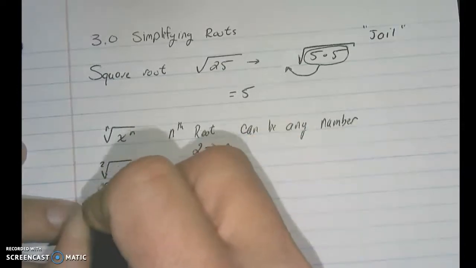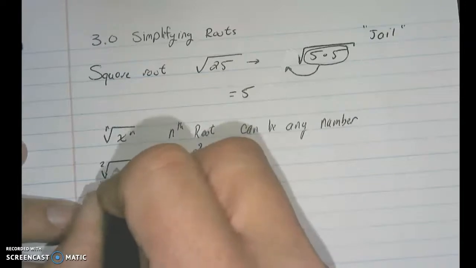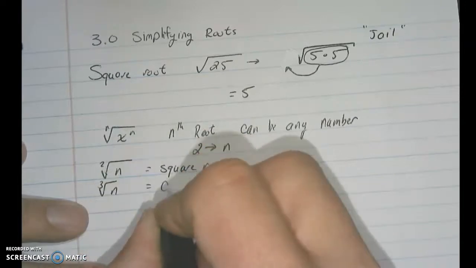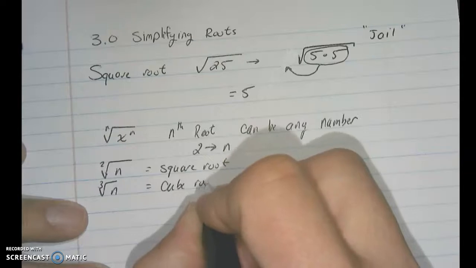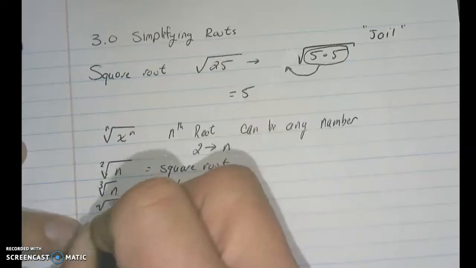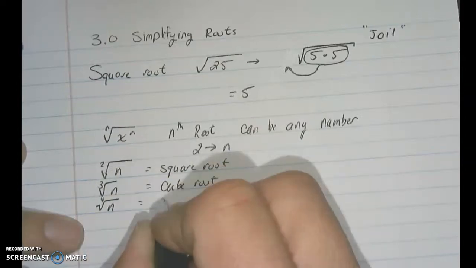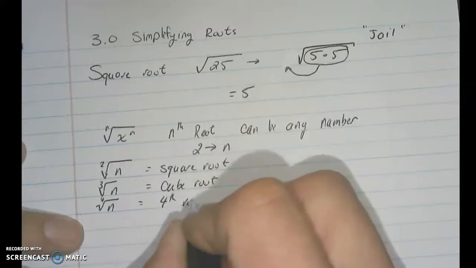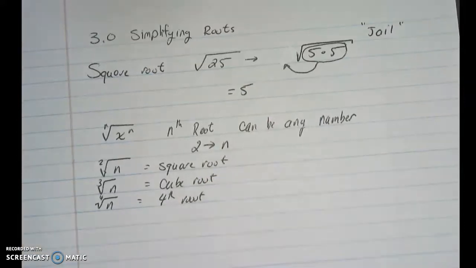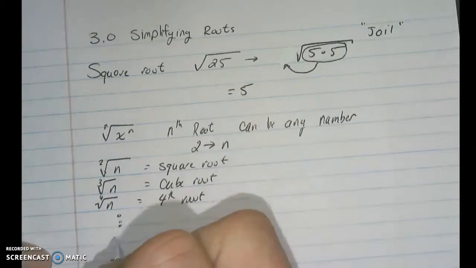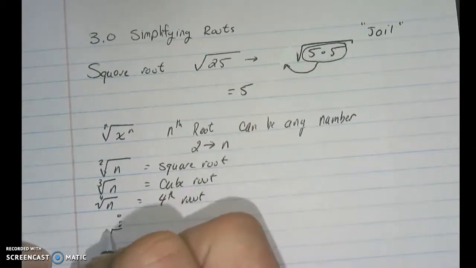And then you have the 3, which would be the cube root. Then we could throw the 4 in and so forth, and this becomes the 4th root, yada, yada, yada, keeps going all the way to n. Okay?